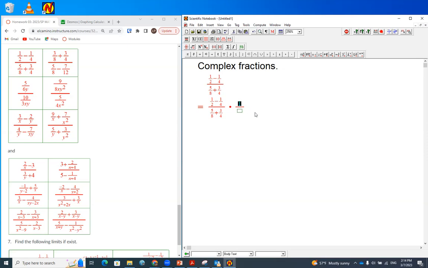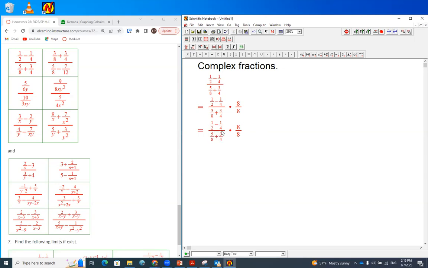This one is going to be numerator over denominator. We know these are going to be the same number. When we choose these numbers, it's going to be the common denominator of all four fractions. So the four fractions we have here are 1/2, 1/4, 5/8, 3/4. The common denominator here is 8. We multiply 8 divided by 8. And then we're going to multiply the numerator with the numerator, denominator with the denominator.